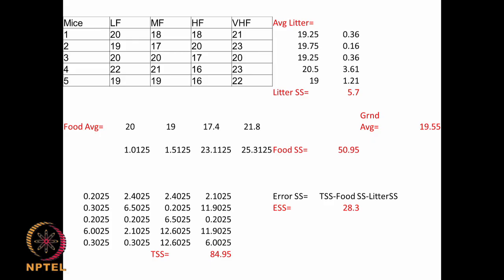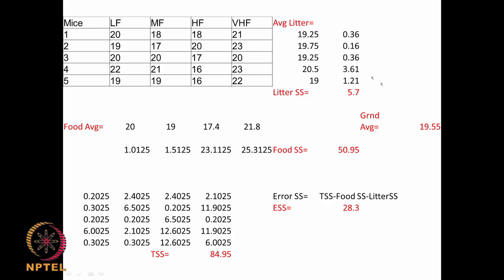Do you understand? So, I have one more variable here. Not only the food, I also want to see whether the mouse responds differently. Just like I take the average for the food, I take the average for each one of the mice, because each one of the mice could be coming from a different population of the species.